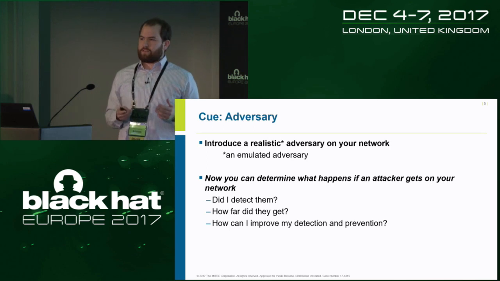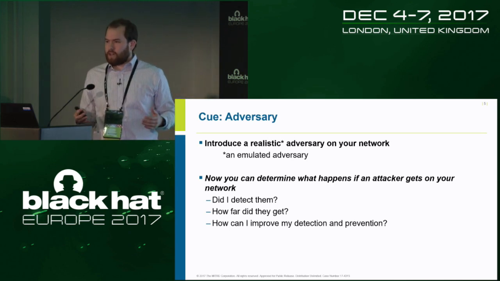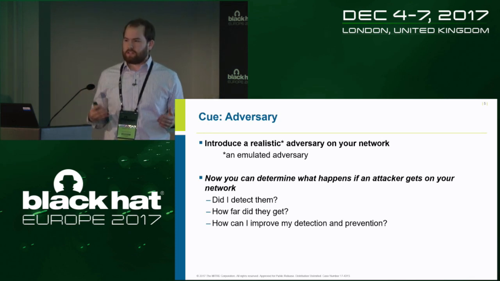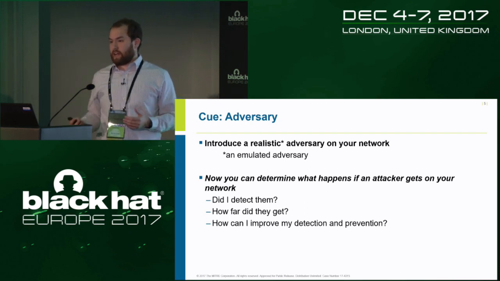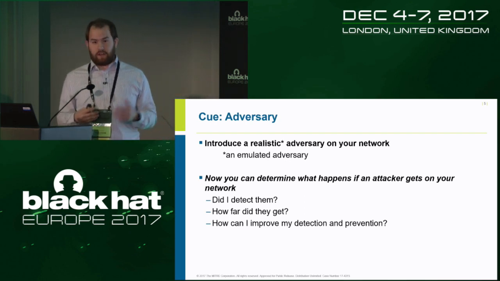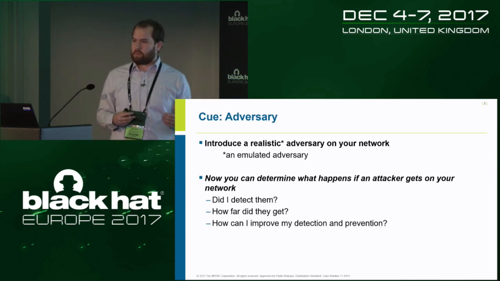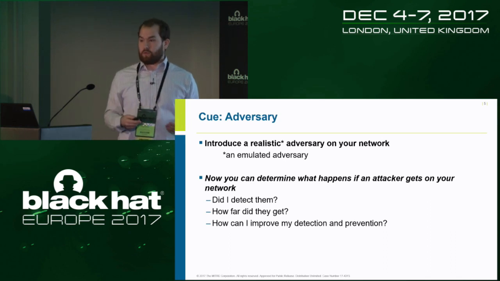And think about this for a second. If you have an adversary, you can actually see how far the adversary got. Were they able to move from my endpoint workstations to my core enclave? Did I detect them? Did I not detect them? And then you can peel back the curtains and think about what mitigations you could put in place. How can I prevent this in the future? And how can I improve my detection?